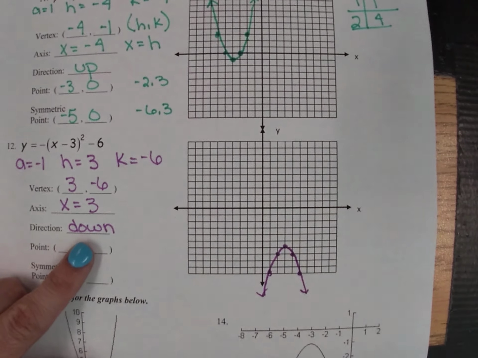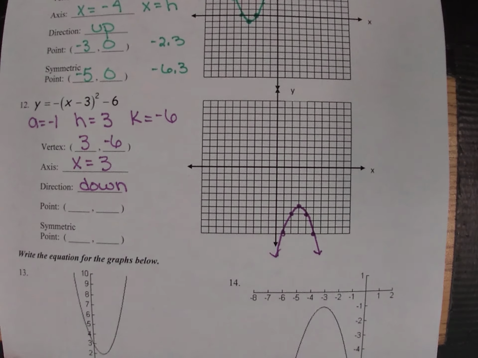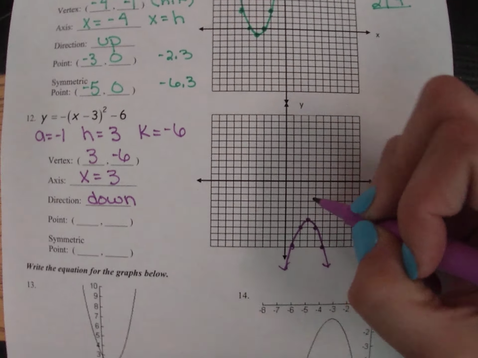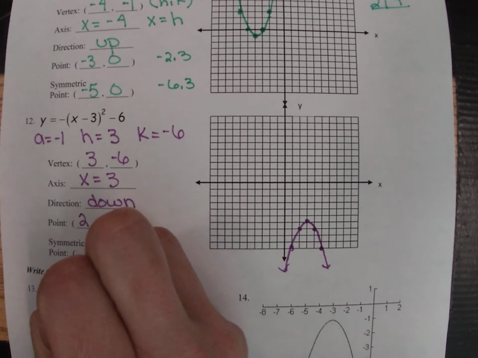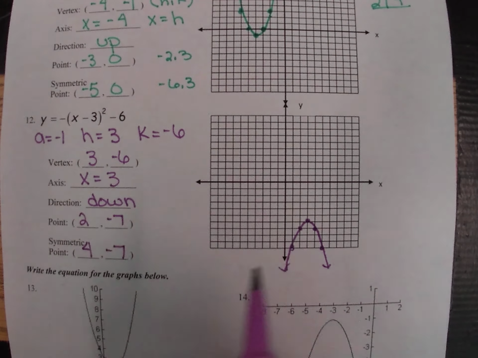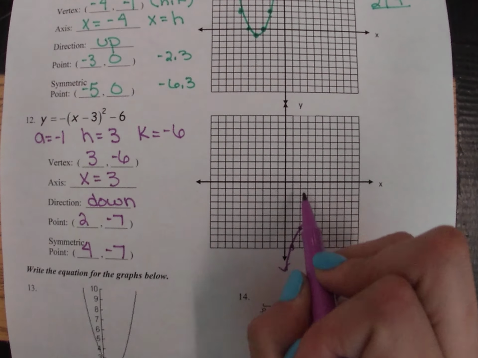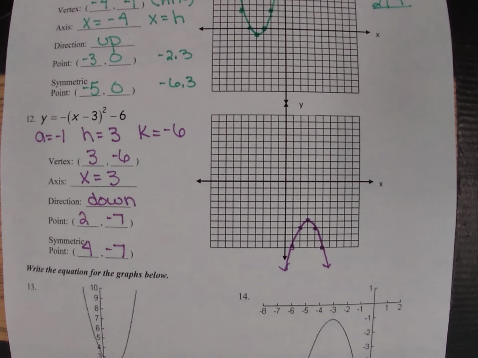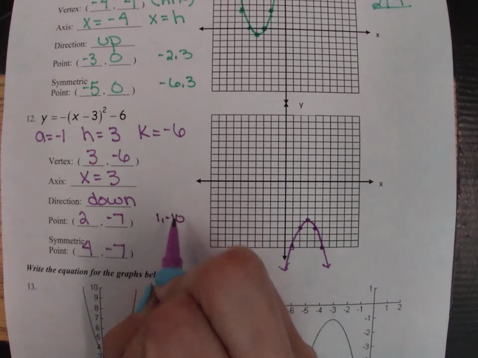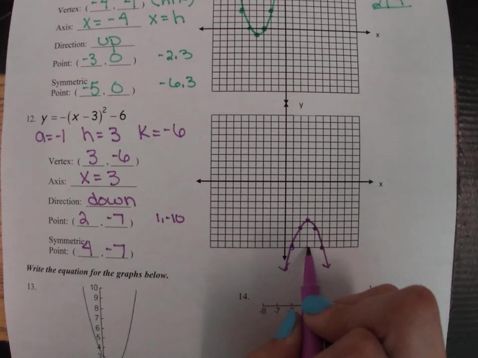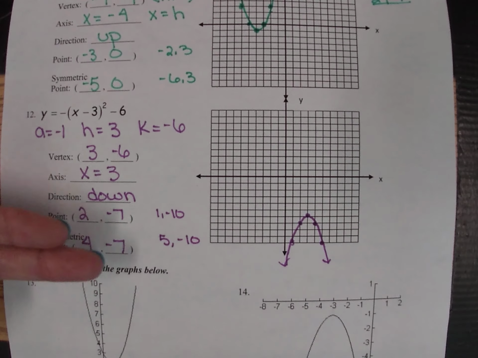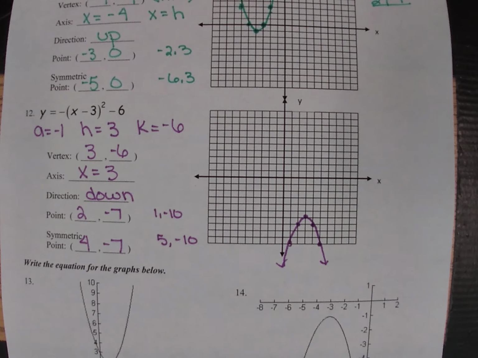So there's our parabola. For our point and a symmetric point, if I name this point first, I'd have 2, -7 and 4, -7. I'm just naming that point. Over 2, down 7. But I could have also just as easily picked 1, -10 and 5, -10. It doesn't matter which one of these you put first. You could have those flip-flopped either way.